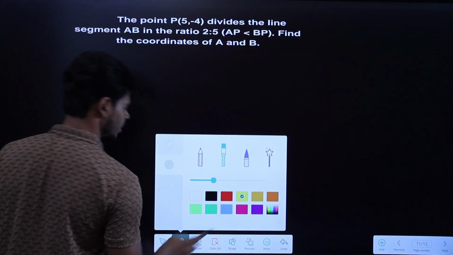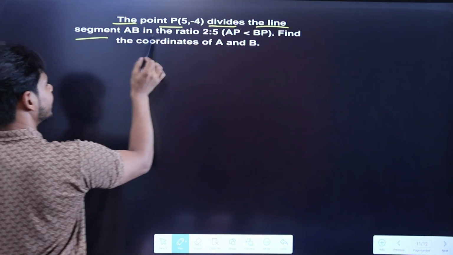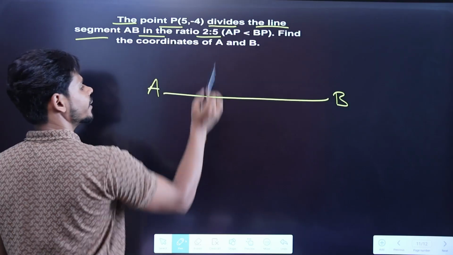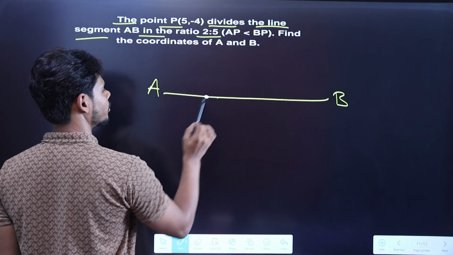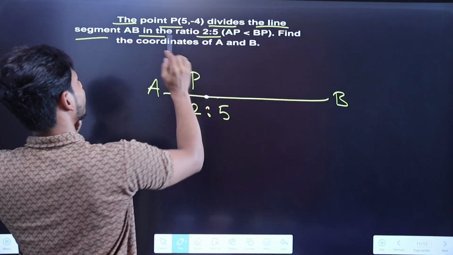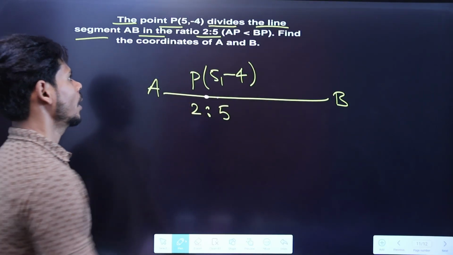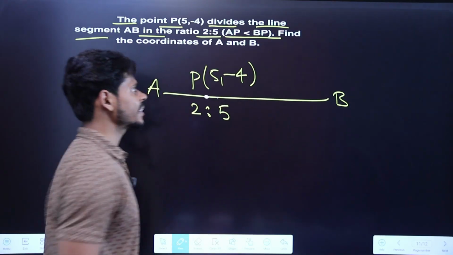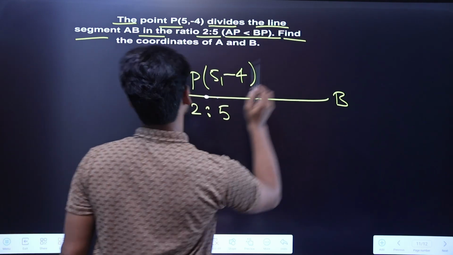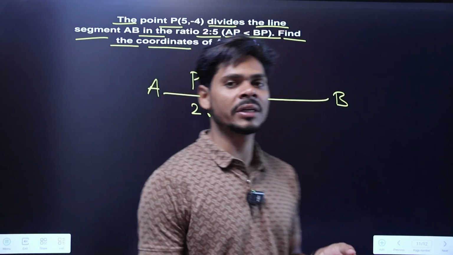Now a little bit different concept again. The point P divides the line segment AB in the ratio 2 is to 5. It means there is a line segment AB and it divides it into 2 is to 5. Let's say this point is P. They have given the point P, this one, (5, -4), and they have already mentioned that AP is less than BP. That's what we have drawn over here. So find the coordinates of A and B. This time we need to find the coordinates of A and B.